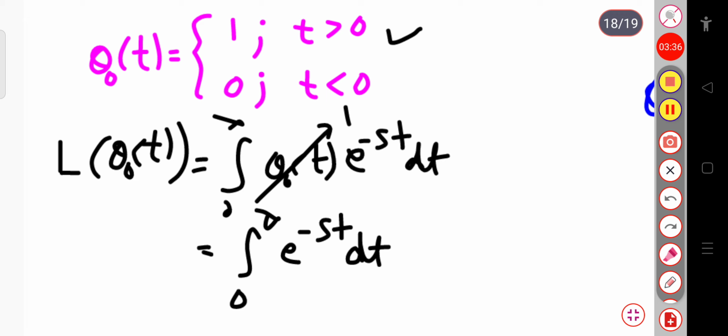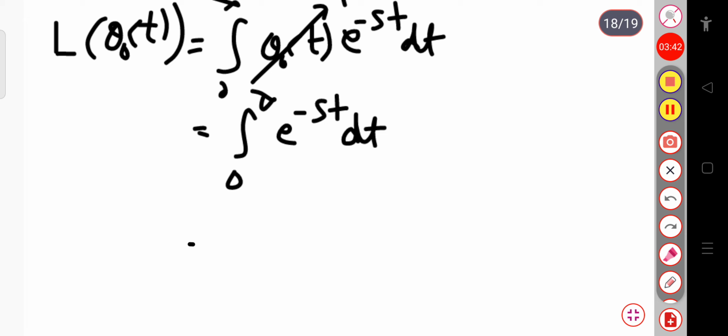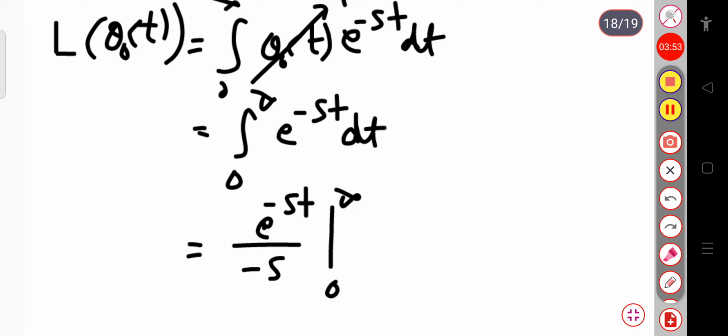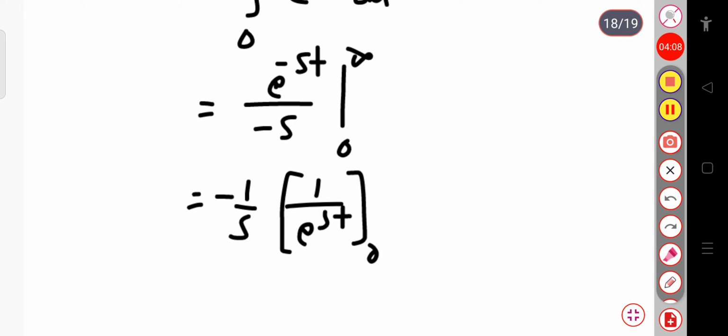Here we will calculate the integration of exponential minus st dt. For the integration, exponential minus st will remain as it is, divided by minus s, and the limit is from 0 to infinity. Taking minus 1 by s common, this will be minus 1 by s times 1 by exponential st, with the limit varying from 0 to infinity. Here I will put infinity first, the upper limit in place of t, minus the lower limit, that is 0, in place of t.